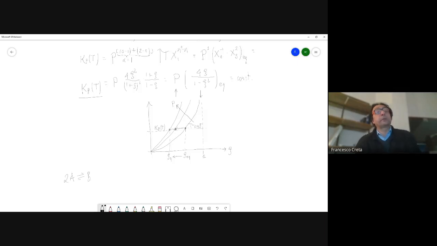Where you presumably will have alpha less than 0, and you have exactly the opposite situation where the system will respond to an increase of pressure by shifting to the right. Okay? Very good.